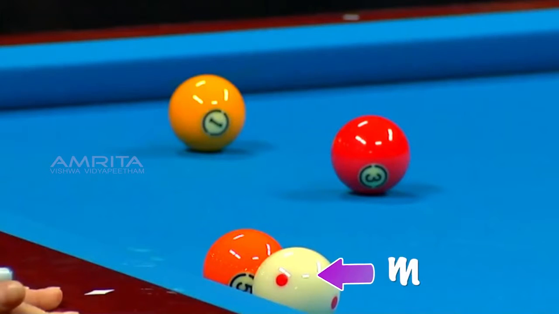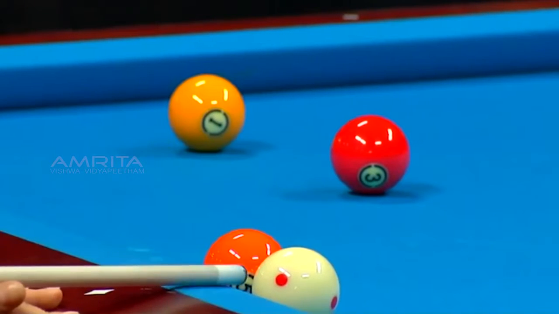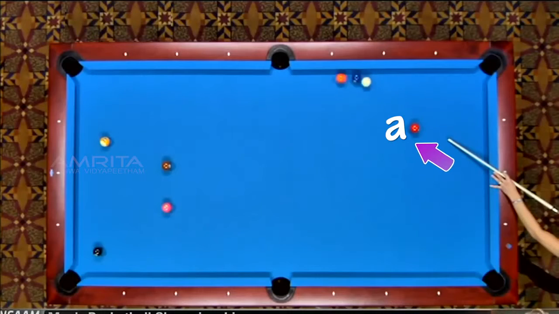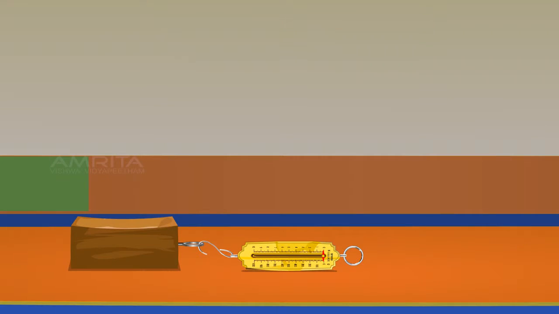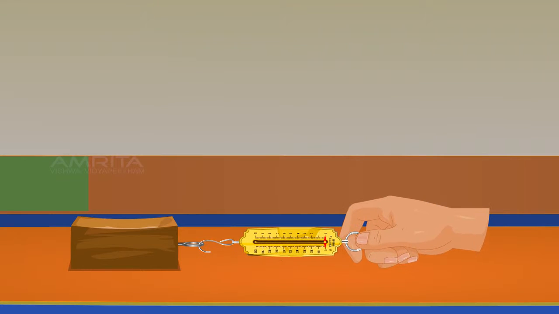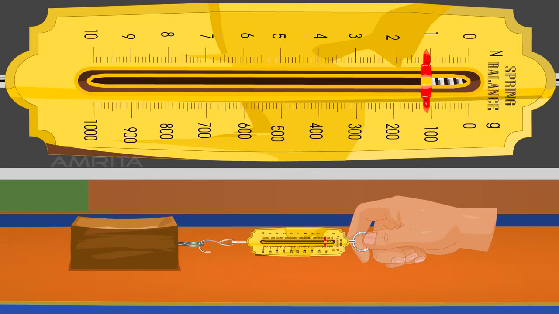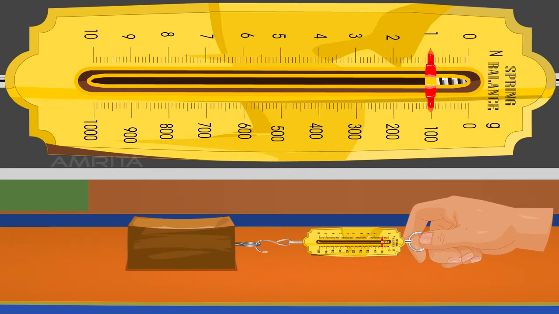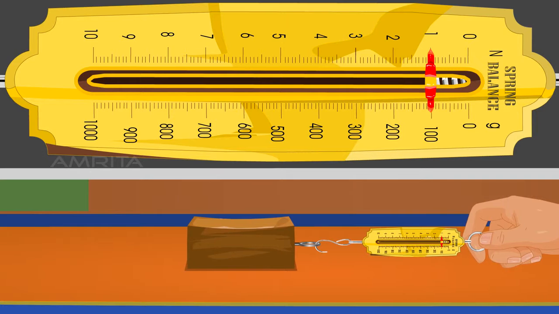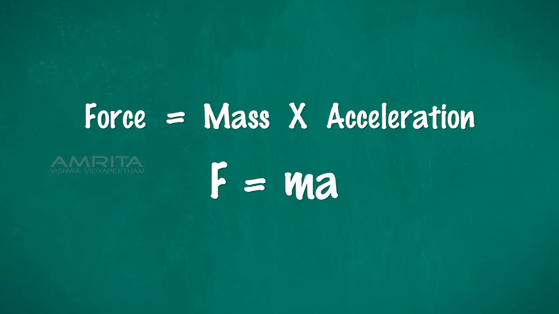That is, an object of mass m subject to an unbalanced force F will have an acceleration a in the direction of the force. For a given mass, the acceleration of the object will be larger for a larger unbalanced force. To achieve a given acceleration, the force required will be larger for an object with more mass. This is represented mathematically in the formula force equals mass times acceleration, which is F = ma.